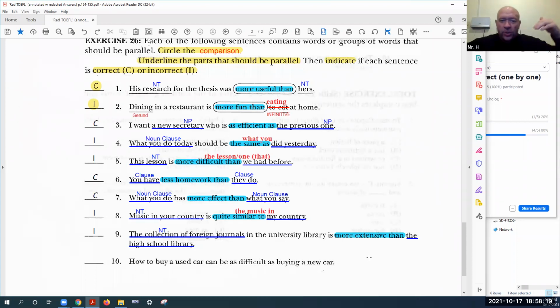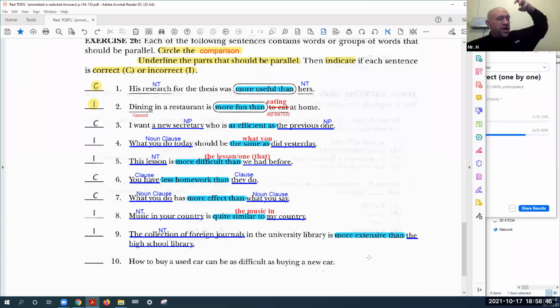What's the main word in the structure on the left? Collection. The music in number 8. How about number 5? What is the key word? It's the lesson. Do you understand? In number 3, look at number 3. What's the key word? Secretary, right?